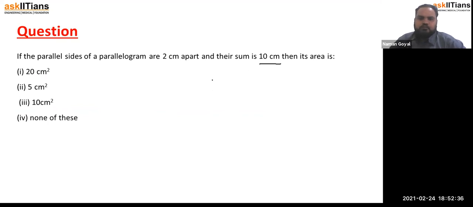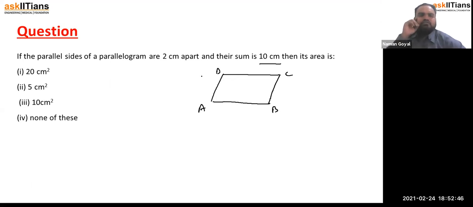Okay, see, we have a parallelogram. Now in this question it is given that they are 2 centimeter apart, means the distance between the two parallel lines is what? 2 centimeter. So this distance is 2 centimeter. And when we are talking about the distance between two parallel lines, then we always talk about what? Perpendicular distance only. So that perpendicular distance is 2 centimeter. Are you getting my point? And their sum is what? 10 centimeter.